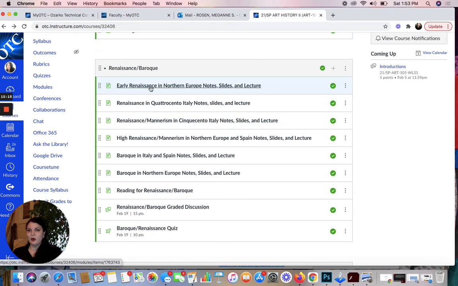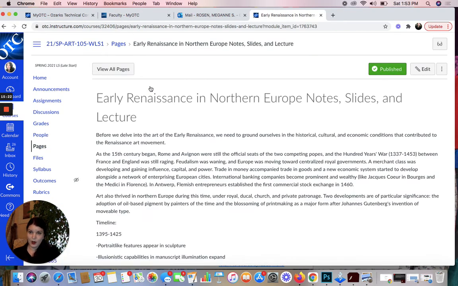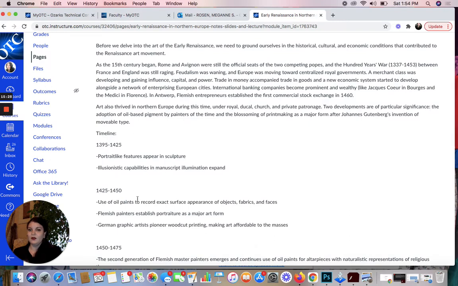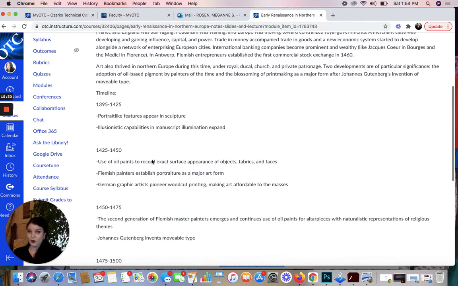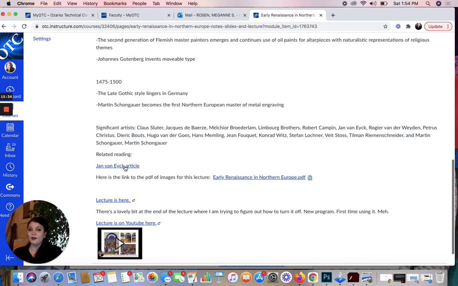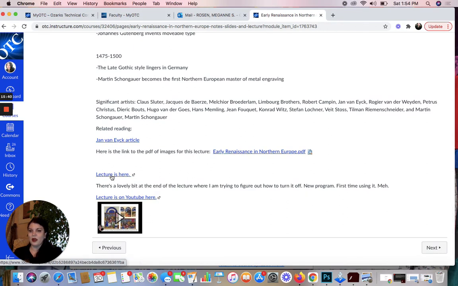So in each one, you're going to click on each subsection in the module, and you'll find some general notes about what you're going to hear about. You'll find a timeline that just has a breakdown of kind of basic things that happen. Sometimes there's extra reading and sometimes there isn't. And then there's always a lecture. And I have a link to it on Loom. I recommend you click the link to the lecture on YouTube.